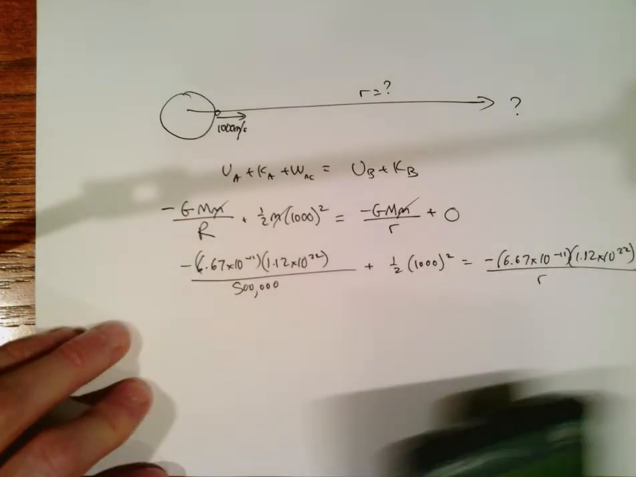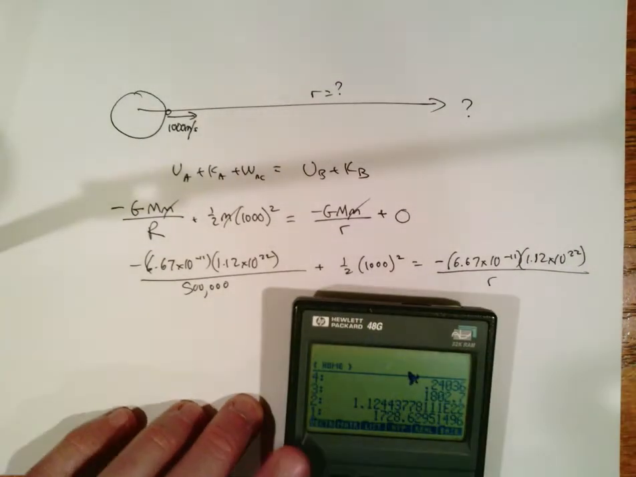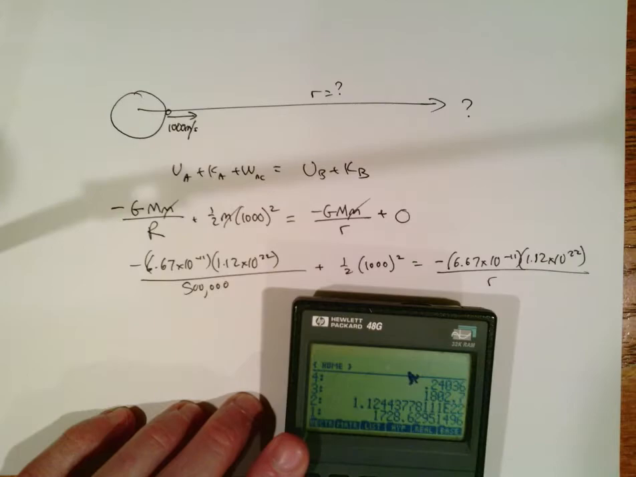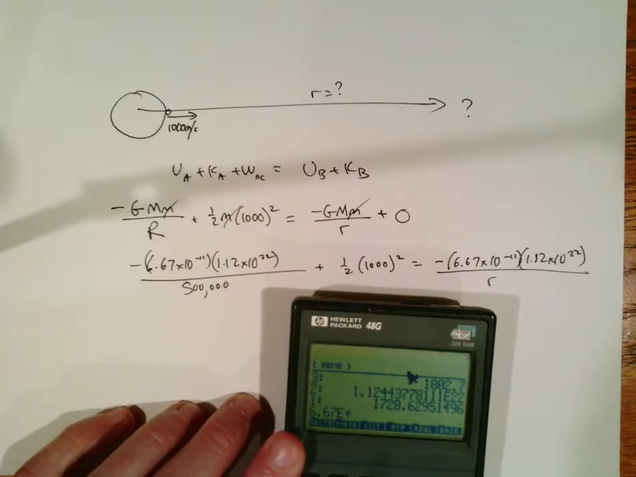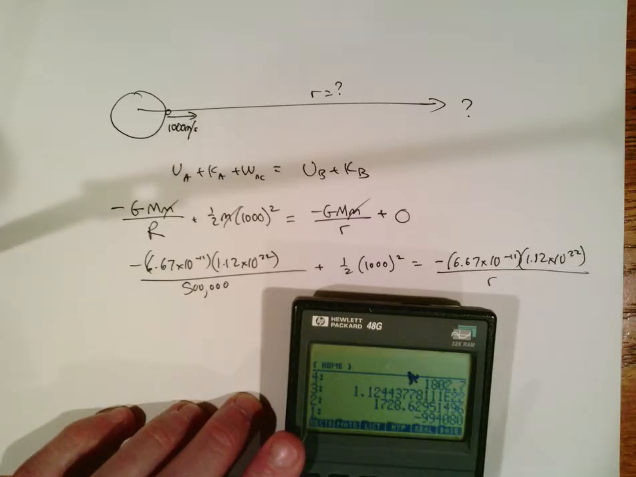So this is going to be a little bit of fun here on my calculator. Hopefully I can do this without making a mistake. 6.67 times 10 to the negative 11, 1.12 times 10 to the 22nd, multiplying those together, dividing by 500,000. That one's actually negative. And then 1,000 squared divided by 2, add to that previous one, okay.